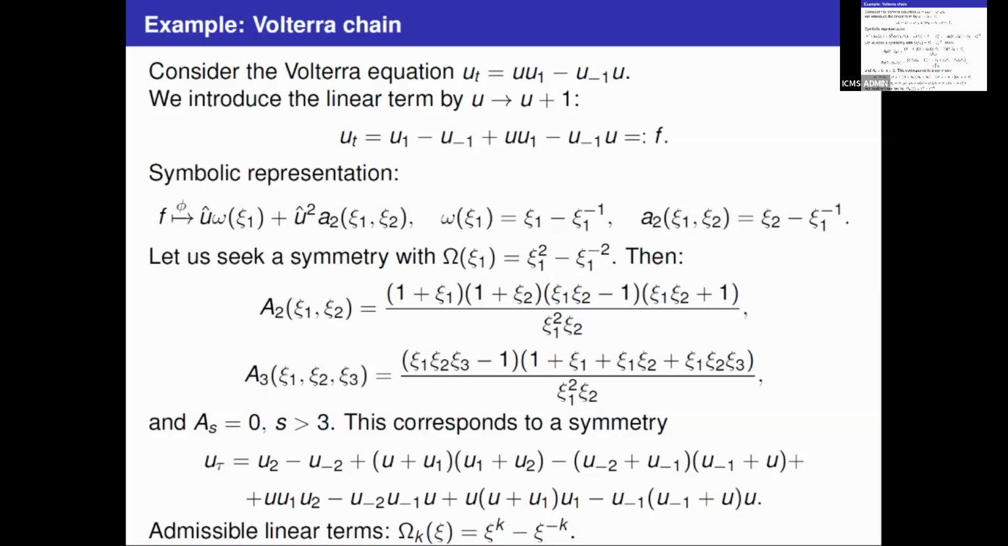where k is an arbitrary natural number. Well, the vector space of admissible linear terms for the Bogoyavlensky equation, for instance, is much more complicated. So it is spanned by elements of the form (1 plus xi_1 plus xi_1 squared) to the power k minus (1 plus xi_1 inverse plus xi_1 inverse squared) to the power k. So that's the vector space of the admissible terms.